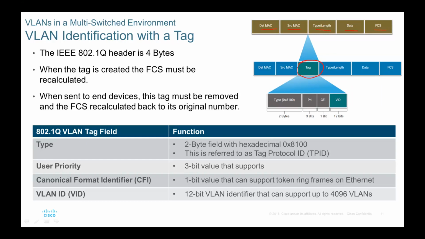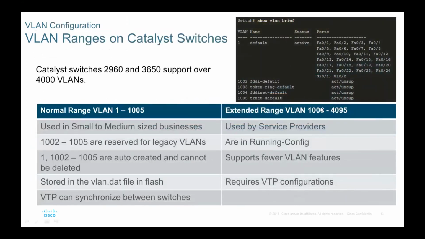And this tag is 4 bytes in total. In that, 2 bytes are used for the type, which represents IEEE 802.1Q. For that, the hexadecimal value is 0x8100. Then you have 3 bits for specifying the user priority, and then the CFI, a 1-bit value that is added for the token ring, and then the actual VLAN ID. So VLAN ID is 12 bits. These are the information that gets added to the frames in the data link layer.